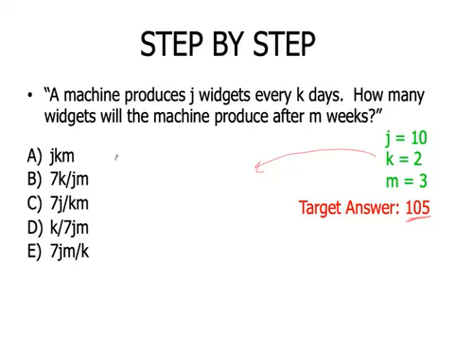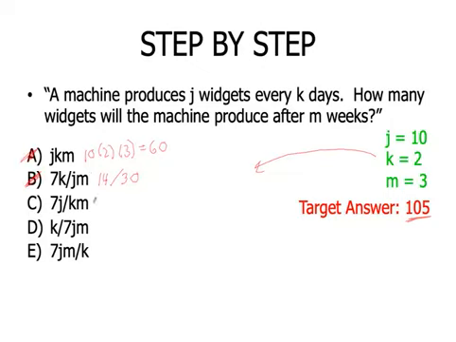J times K times M. 10 times 2 times 3. That looks like 20 times 3, which is 60. Nope, that's not 105. Okay, 7 times K looks like 14, divided by J times M, 10 times 3, 30. Well, I don't even really need to do the math there. I can tell that's not going to be 105. So A and B are both out.